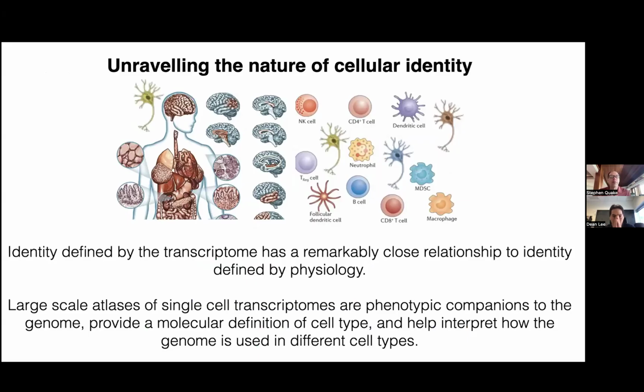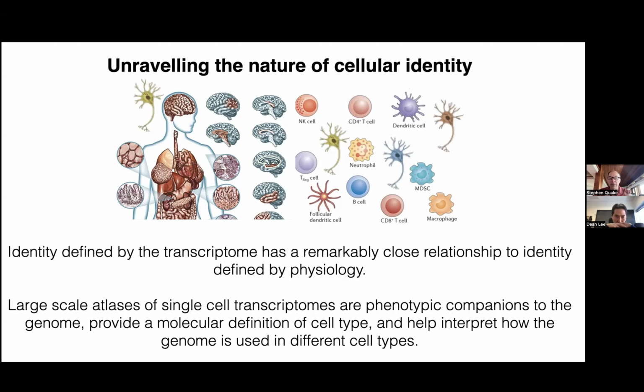So I hope from this I've managed to convince you that these large-scale atlases of single-cell transcriptomes are really phenotypic companions to the genome that help us interpret how the genome is used in different cell types by giving us this molecular definition of cell type. There are many, many interesting biological questions one can ask with these atlases. One that I don't have time to get into today is, does identity as defined by the transcriptome relate to identity as described by physiology, which is how people used to define cell types before we had all this genetic information? The answer is yes, in large part, and we did a lot of work to prove that.